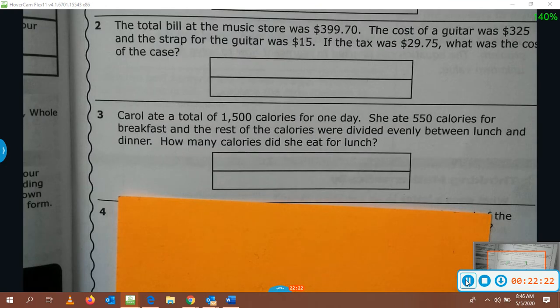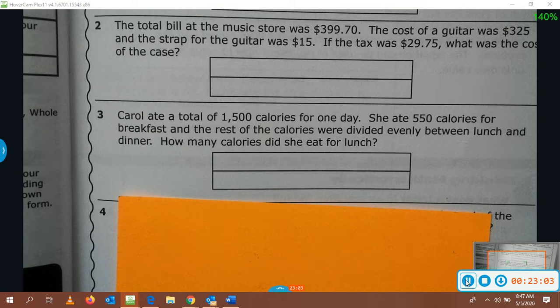Carol ate a total of 1,500 calories for one day. She ate 550 calories for breakfast, and the rest of the calories were divided evenly between lunch and dinner. How many calories did she eat for lunch? Okay, so what are our knowns? We know that the total is 1,500, right? We know that she consumed 550 calories for breakfast. Now, what we want to know is how many calories she had left for lunch and dinner, and we're going to have to take that and divide it evenly between the two so we can see how many calories she ate for lunch.